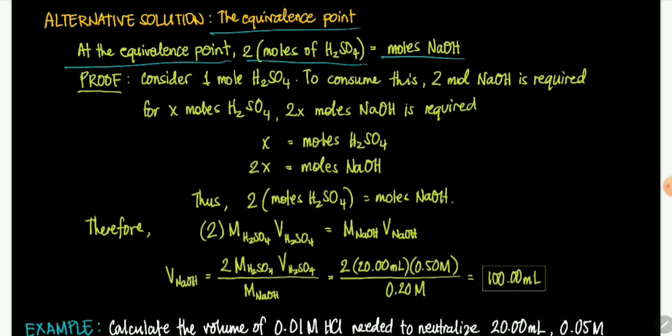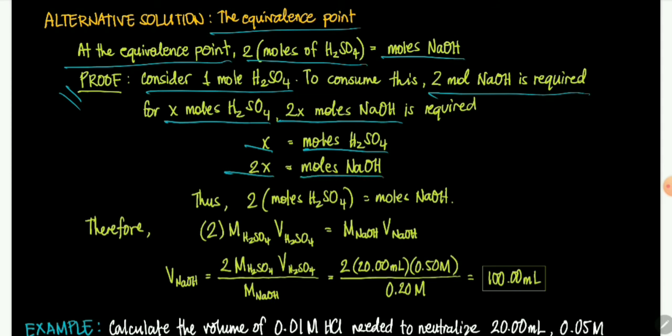Okay? So, kung ano man yung amount ng sulfuric acid in moles, i-multiply mo lang yun sa 2, yun yung amount in moles ng sodium hydroxide required doon sa equivalence point. So, to prove this, consider 1 mole of sulfuric acid. So, para makonsume mo siya, you need 2 moles of sodium hydroxide. Okay? So, kapag meron kang X moles ng sulfuric acid, 2X moles ng sodium hydroxide yung required. Okay? So, if X is the number of moles of sulfuric acid and 2X is the number of moles of sodium hydroxide, at the equivalence point, 2 times the number of moles of sulfuric acid is equal to the number of moles of sodium hydroxide.